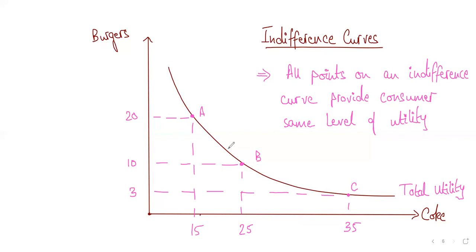Okay, now this being said, points on the same indifference curve, right? Points on the same indifference curve are providing that consumer the same total utility. Easy. Any confusion? All points on an indifference curve provide the consumer the same level of utility, right? Okay, but here's the thing.